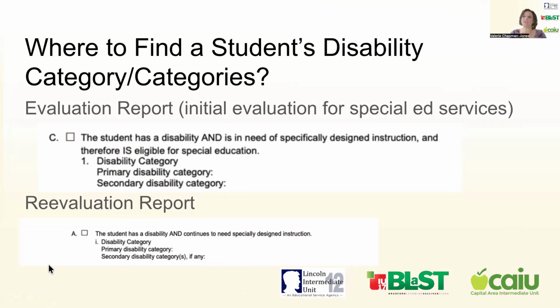One place you will not see a student's disability category is on their IEP. It is not listed there, which is why I just wanted to point out it is on the evaluation and reevaluation report.